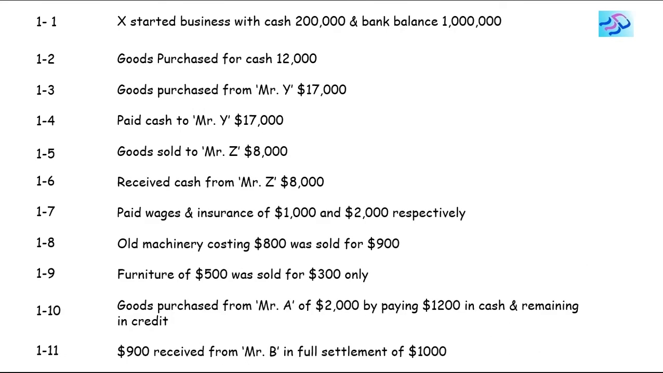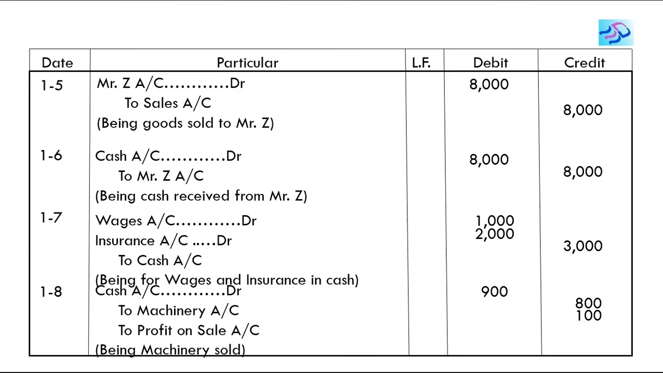The next type of entry is paid wages and insurance of 1,000 and 2,000 respectively. Here wages and insurance are our expense. As the nominal account principle says, debit all expenses and losses. Wages and insurance goes on debit side. Wages account debit, insurance account debit to cash account. We are paying wages and insurance through cash.